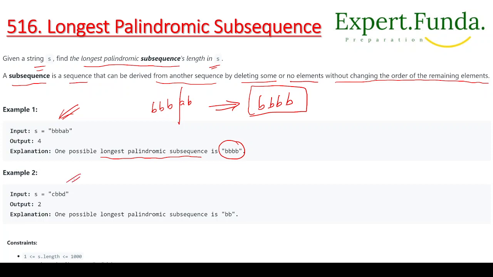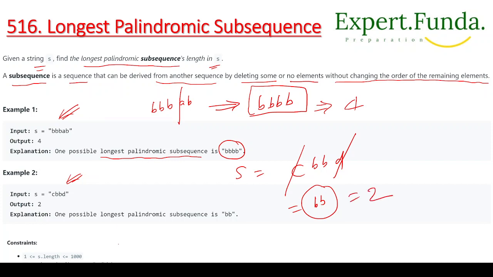Second, we have s equal to CBBD. If we delete this one and this one, the longest will be this one. So we get length 4 here and 2 here, and the output is matching. As for the constraints, s.length is greater than or equal to 1 and less than or equal to 1000, and s consists of only lowercase English letters.